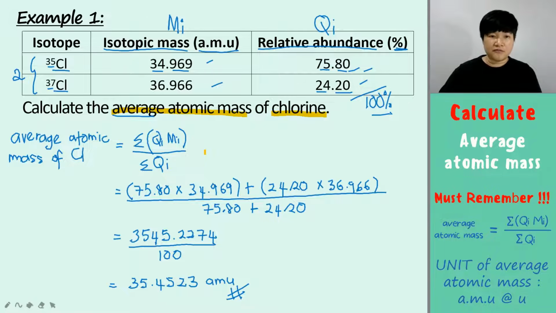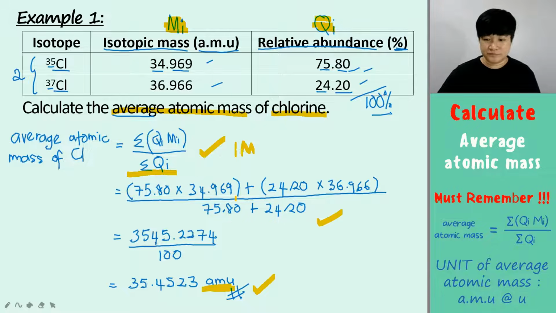Make sure you have the formula down because the formula is 1 mark, then the substitution and solving the mathematics. And make sure your final answer comes with the unit of AMU. And that is how we use the formula of average atomic mass: how we identify which one is Mi and which one is Qi, and how we find the total of Qi and Mi.